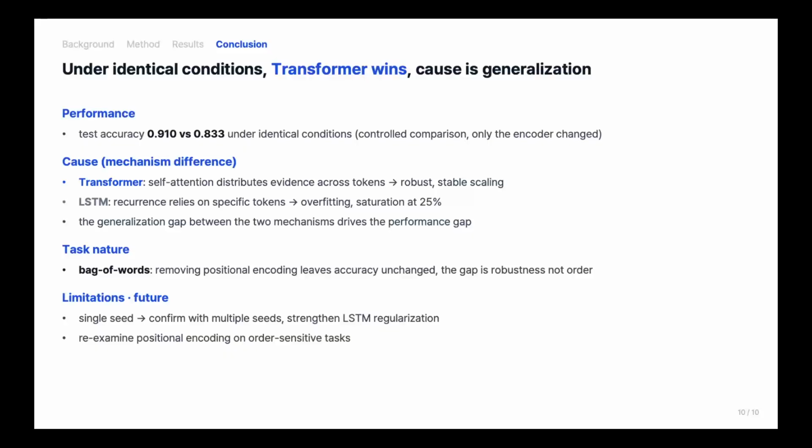So one mechanism difference explains every result: the accuracy gap, the loss curves, and the data efficiency curve. I also confirmed the task is bag of words. So the gap is about robustness, not word order. The main limitation is the single seed. Future work is multiple seeds, stronger LSTM regularization, and order sensitive tasks.